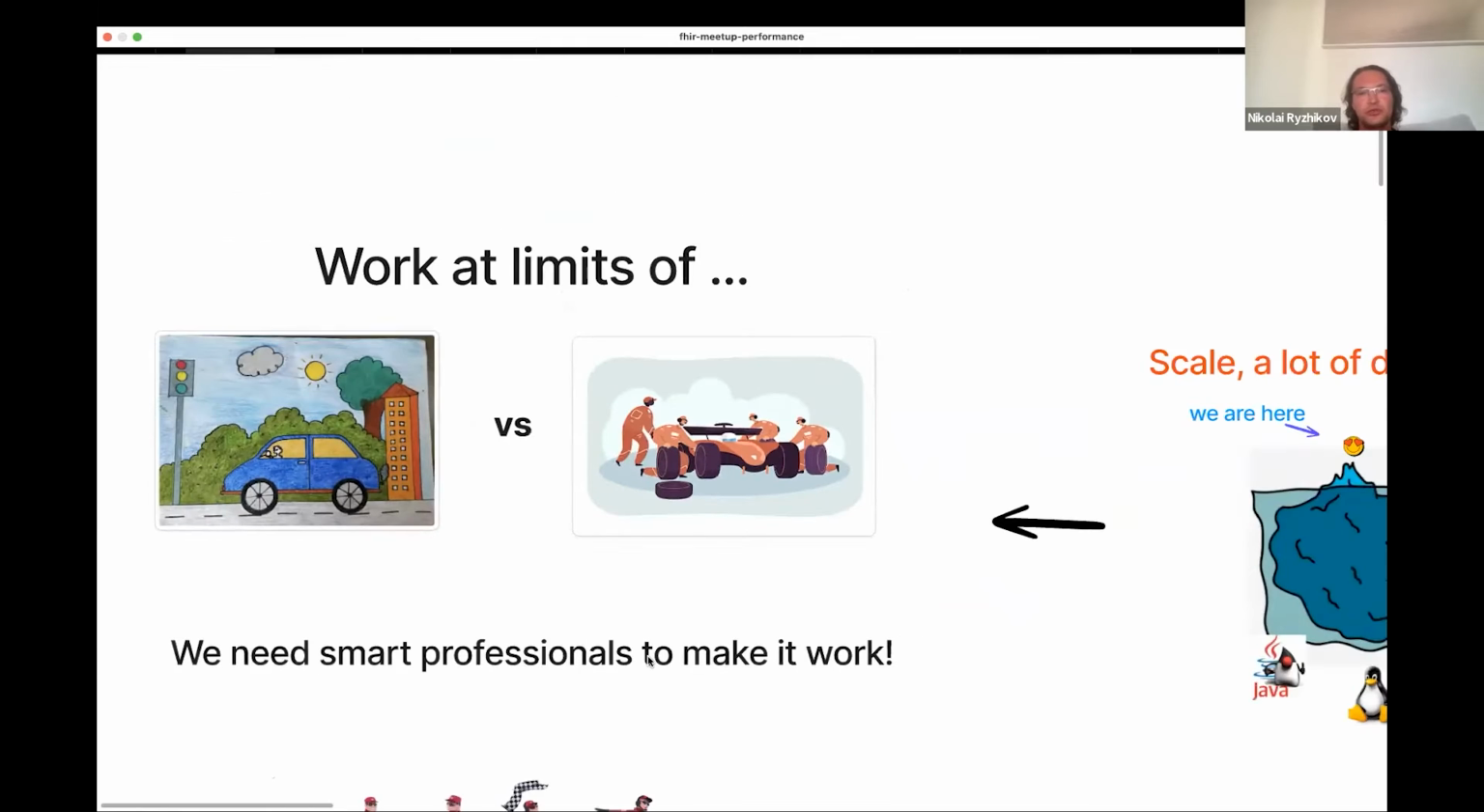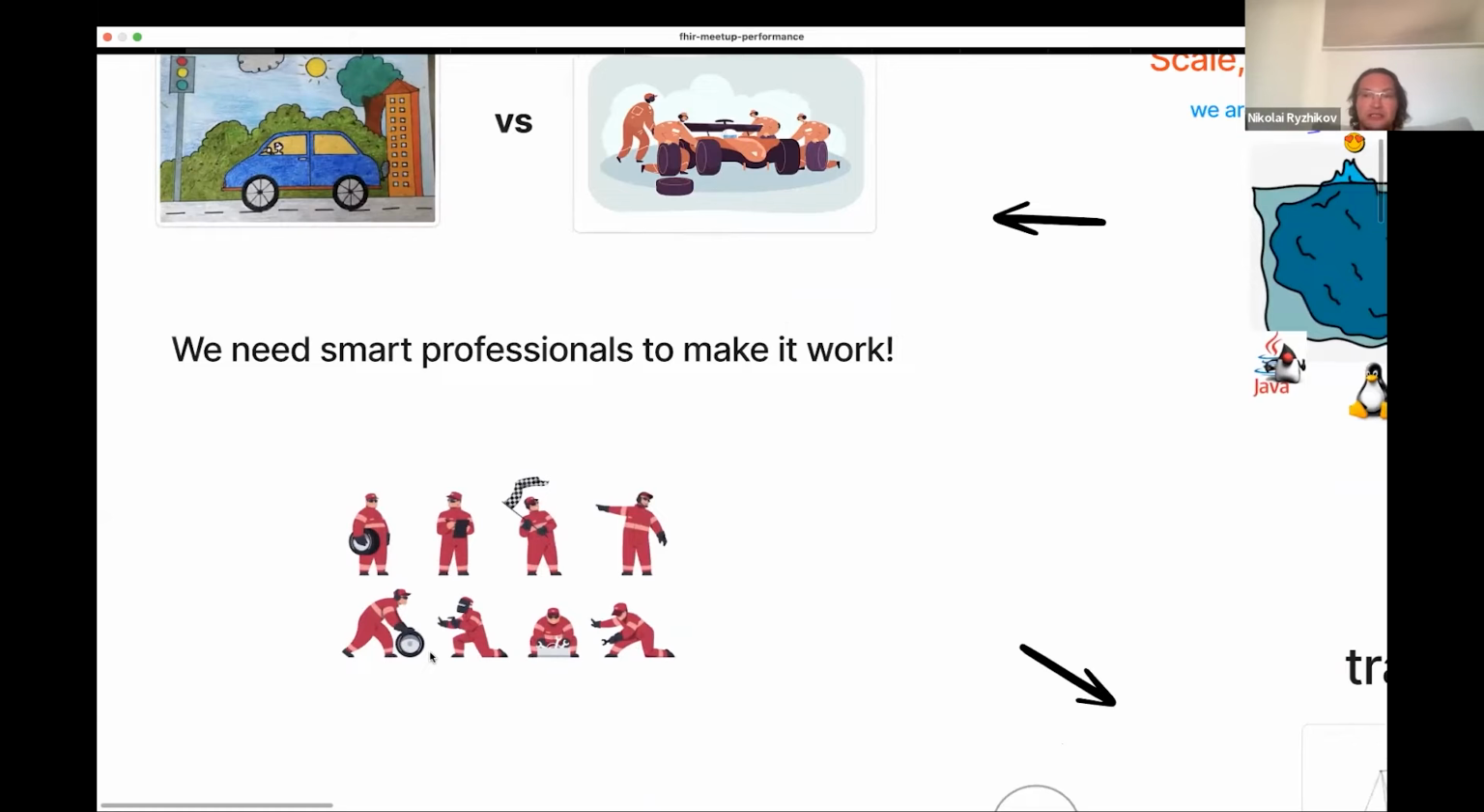So the first truth, my truth about high-load FHIR or FHIR at scale, is that you need people to make it work. You need smart professionals to make it work. Let's follow the analogy with a car. You may have a car in a garage and you need just a gas station, but if you go to the limits, if you want to be like Formula One, then you really need the people. Then you really need to care about details, and these people should be professionals. My belief is that without this team, such a high-load system will never work.